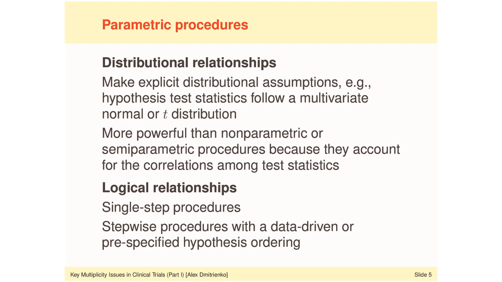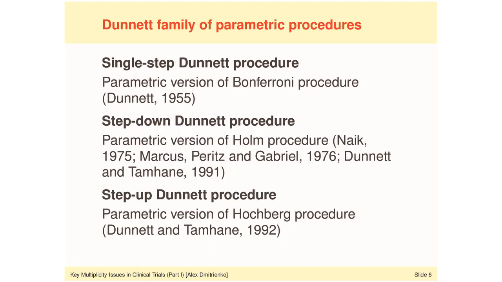This is an important conceptual difference, and as far as similarities are concerned, parametric procedures, just like non-parametric or semi-parametric, can be constructed using a single-step testing approach, which gives us single-step parametric procedures, and likewise, stepwise parametric procedures can be built for problems with a data-driven testing sequence or a pre-specified testing sequence. In fact, if we look closer at commonly used parametric procedures, we will discover that these procedures are, in fact, extensions to parametric problems of the non-parametric and semi-parametric procedures from Module C. For example, the single-step Dunnett procedure, which Dunnett proposed in 1955, is a parametric version of the basic Bonferroni adjustment.